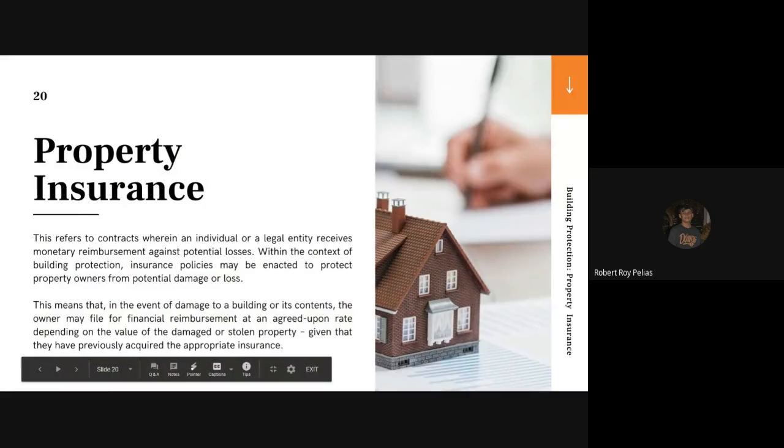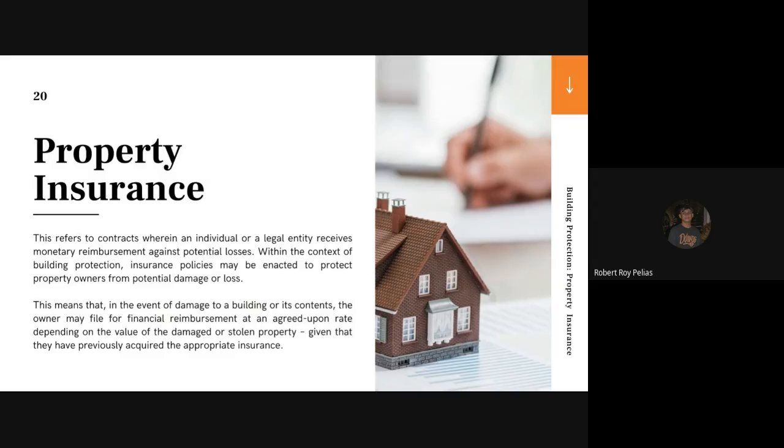Okay, property insurance is where it happens after the disaster has happened, such as damages or some losses or some things that might be stolen. So property insurance is where the owner gets monetary reimbursement against potential losses.